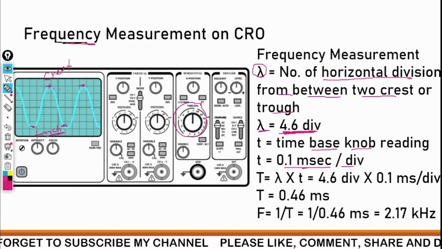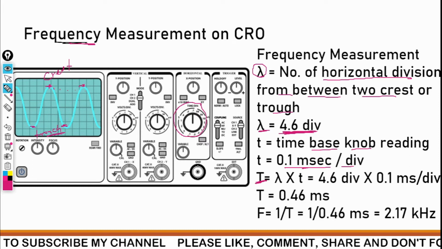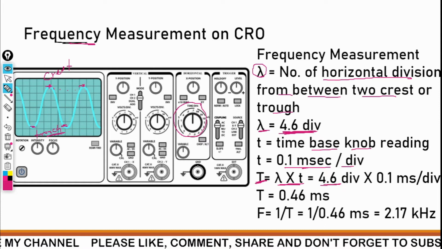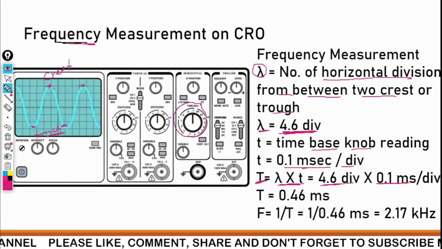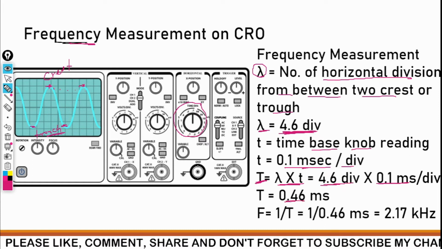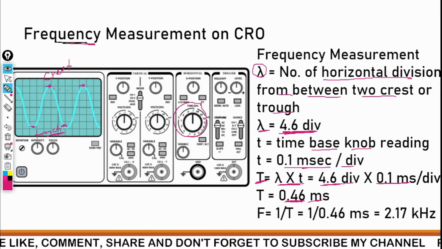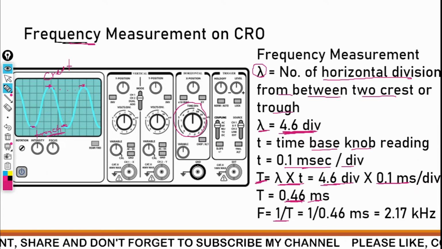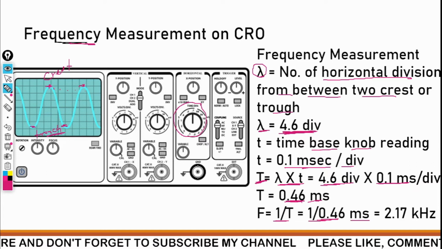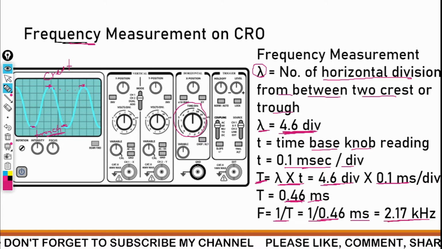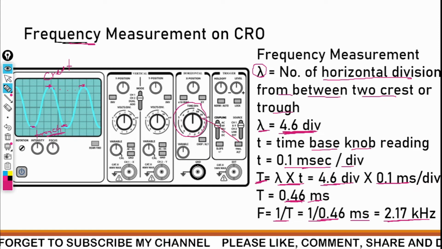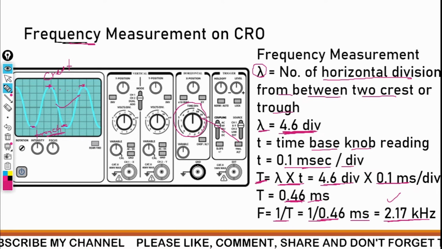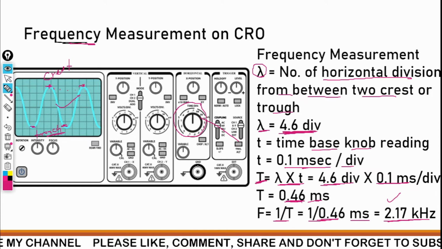So we can calculate capital T, which is called the period. Capital T is nothing but lambda into small t. So 4.6 divisions into 0.1 millisecond per division is equal to 0.46 millisecond. To calculate frequency, it is 1 upon period, 1 upon T. So 1 upon 0.46 millisecond is nothing but 2.17 kilohertz. So the frequency of this signal is 2.17 kilohertz.